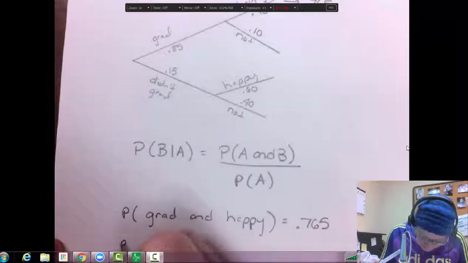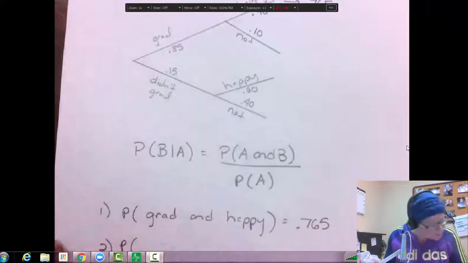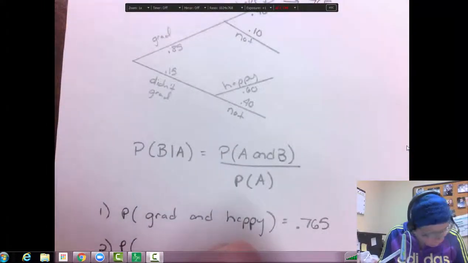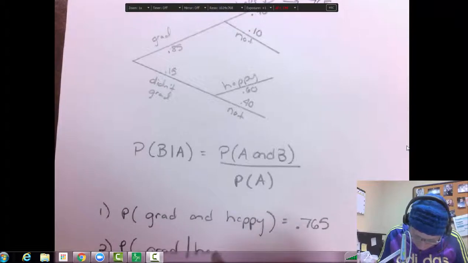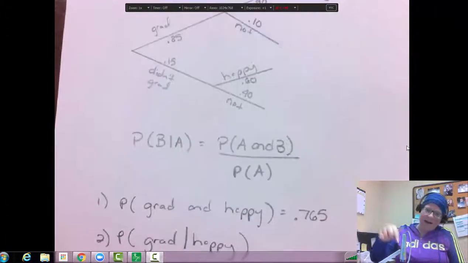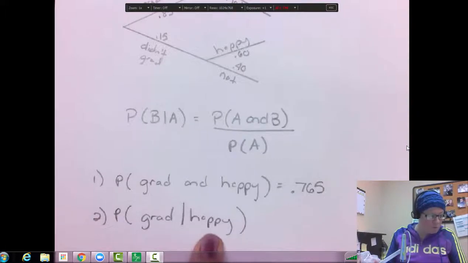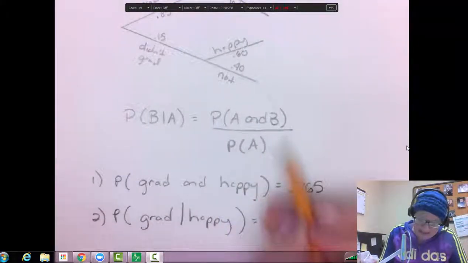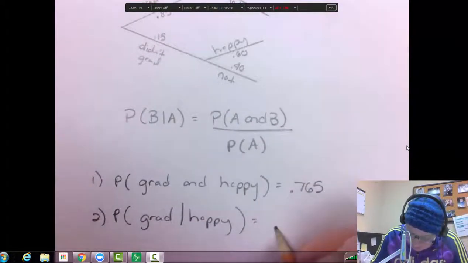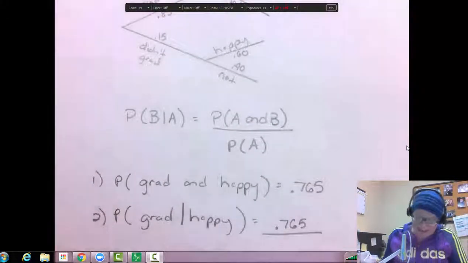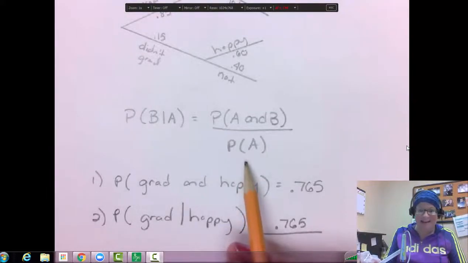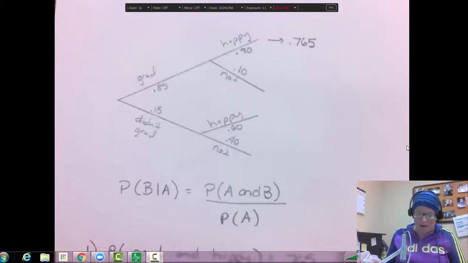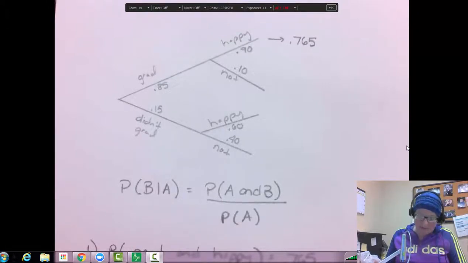What if we said, question 1, 2 with the trees. What if we said, okay, so what about graduate happy? Totally different problem. What if it's saying, okay, what's the probability of being happy given you graduated? That's the question this is asking. So we have to use this idea. So we know the and, which is 0.765, and we need to divide it by the total probability of happy. We don't have that right now.